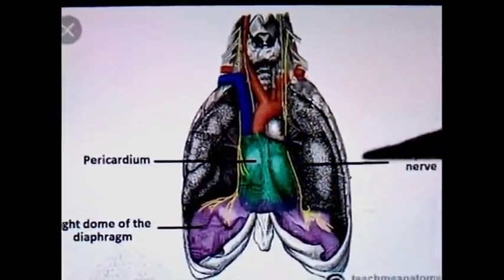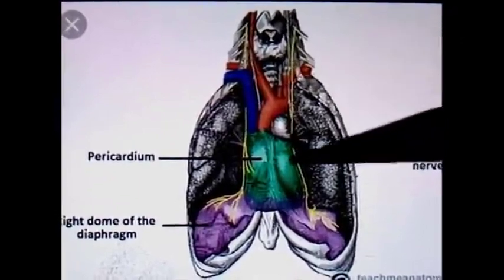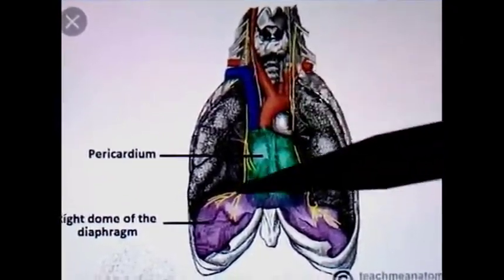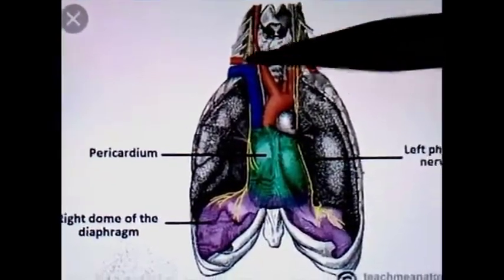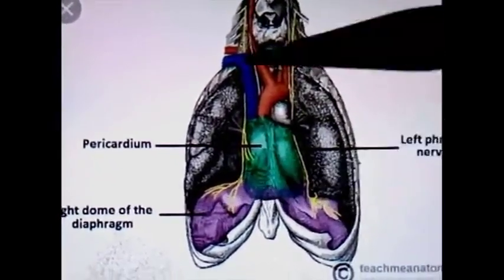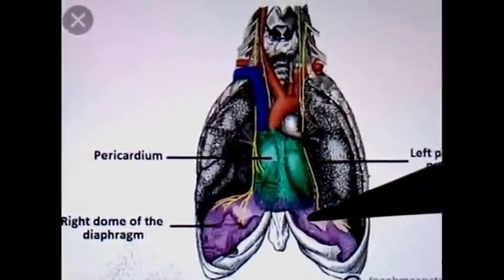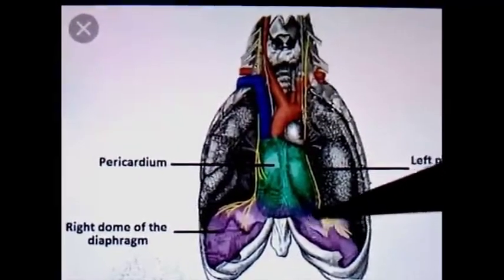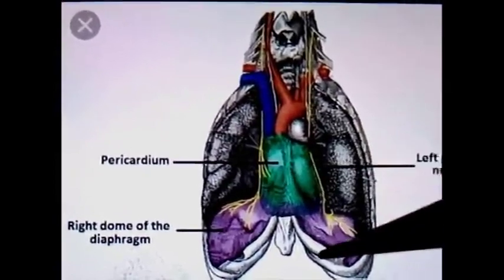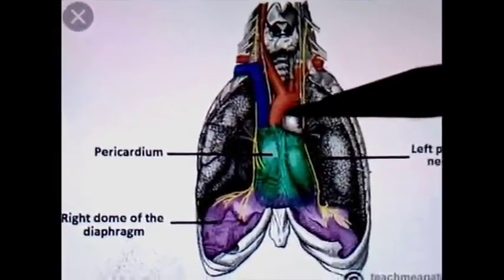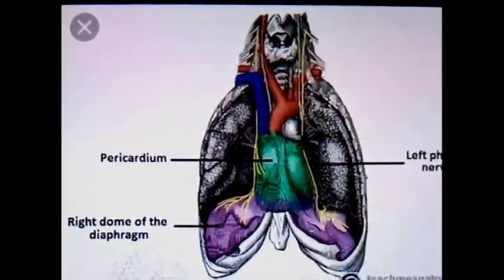Next comes the phrenic nerve. The phrenic nerve is a mixed nerve carrying motor fibers as well as sensory fibers. In the diagram we can see this yellow colored structure. This is the phrenic nerve. Right and left phrenic nerves are there. Motor fibers supply the diaphragm, and sensory fibers receive sensation from the diaphragm, pleura, pericardium, and some part of the peritoneum.